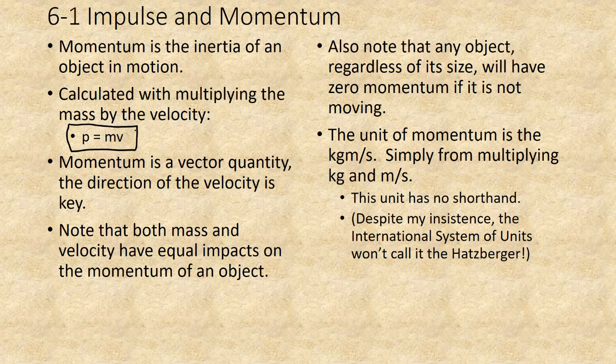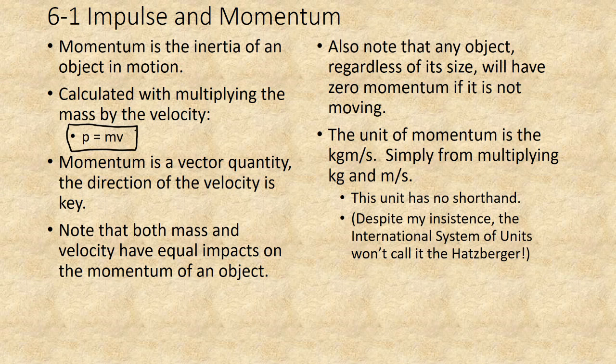Now, because velocity is a vector, momentum is a vector as well. It's always going to match the direction of velocity. So that's an important thing to remember. And unlike things like kinetic energy, mass and velocity have equal impacts on the momentum of an object. A faster object will always have more momentum, and a larger object will always have more momentum, as long as it's moving. Regardless of its size, the object will always have zero momentum if its velocity is zero.